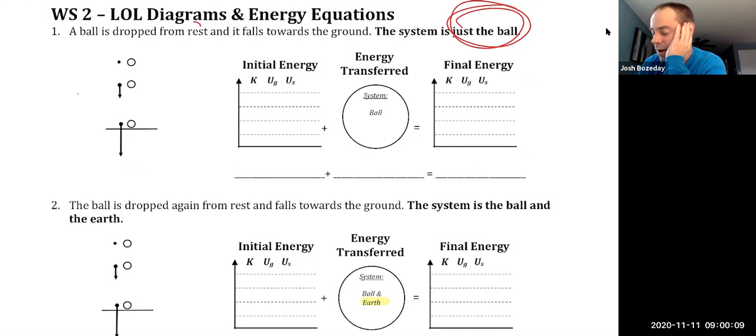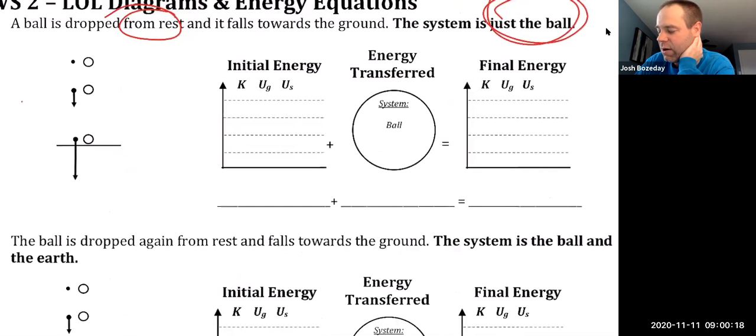Now, it's dropped from rest. So what I like to do when I'm doing this is I always want to think about what's zero. First of all, we see U spring here, and there's no spring anywhere to be found. So that's definitely zero, right? So we can make that zero. And the way I like to show zero, as I said yesterday, on these bar charts, is by just putting a line at the zero mark.